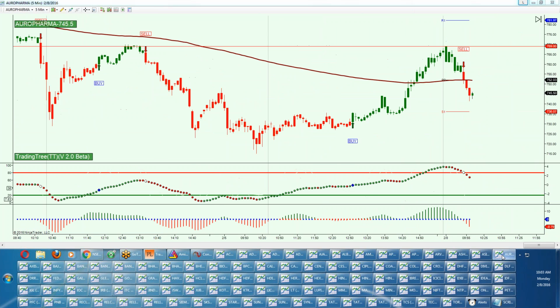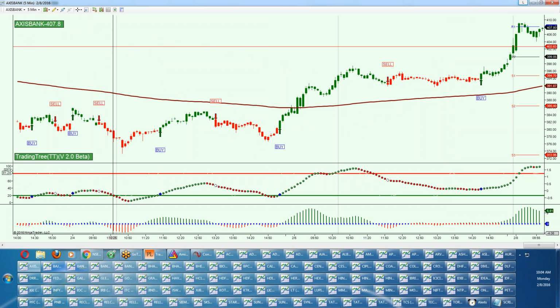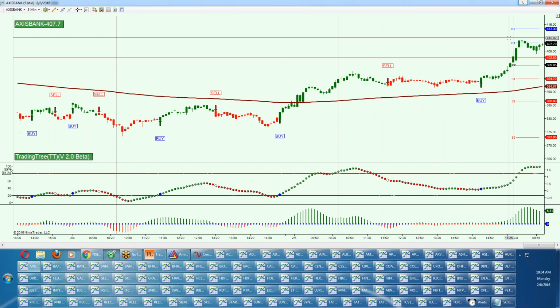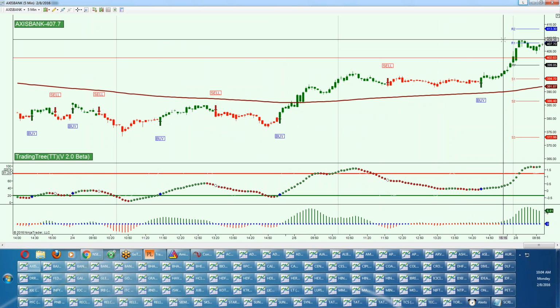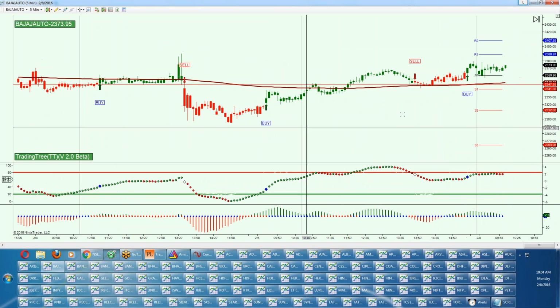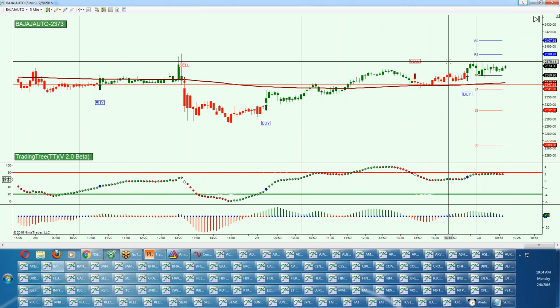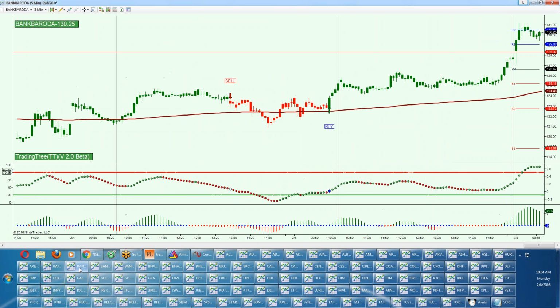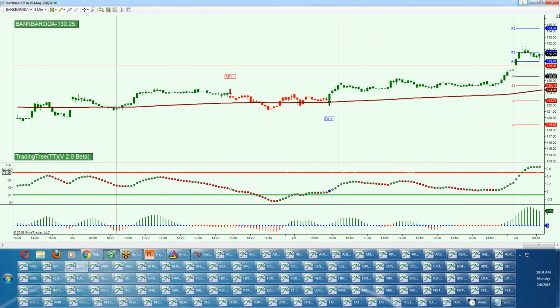Asian Paint, the call has not triggered. Arvindo Pharma, it's already in profits. So it's Axis. Now what we can do is we can start buying Axis at 409.50. Bajaj, we can buy it at 2397. Sorry, 2379. Bank of Baroda, you can buy it at 131.30.